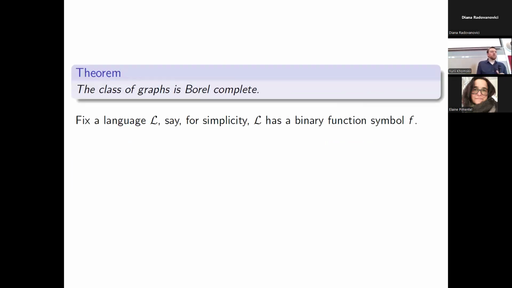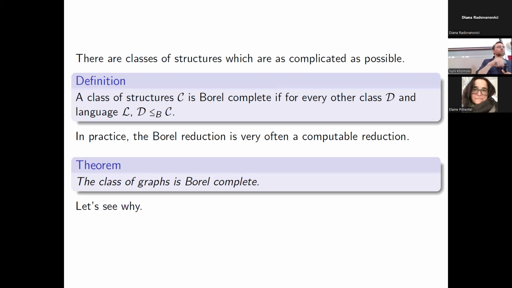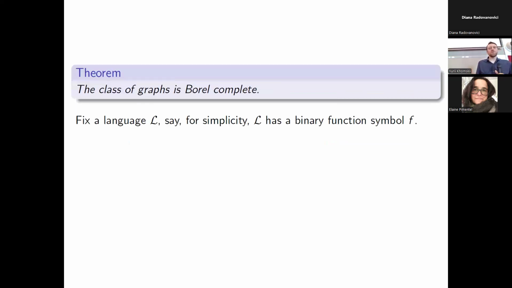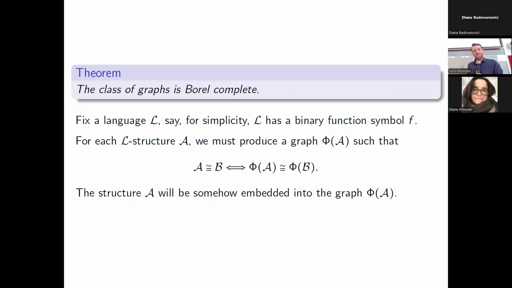So what are we trying to do? We're trying to show that every class reduces to graphs. So we want to fix some language, L. For simplicity, just for the example, let's say that L has a binary function symbol. And what we want to do is, for every L structure A, produce a graph so that the 2 original structures are isomorphic if and only if the graphs we produce are isomorphic. And this should be a reasonable construction, this phi.